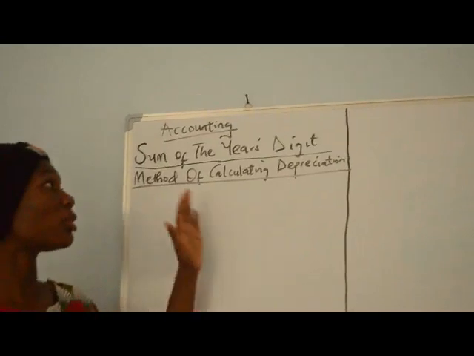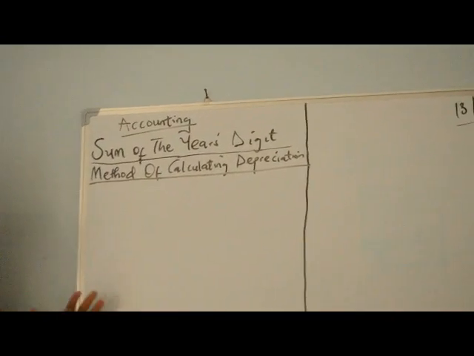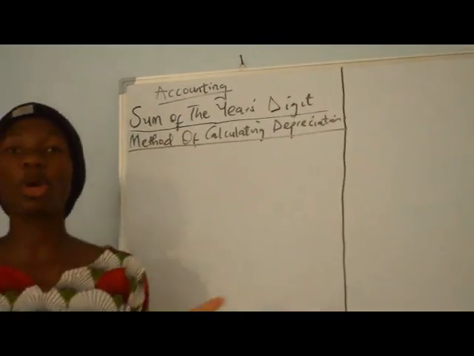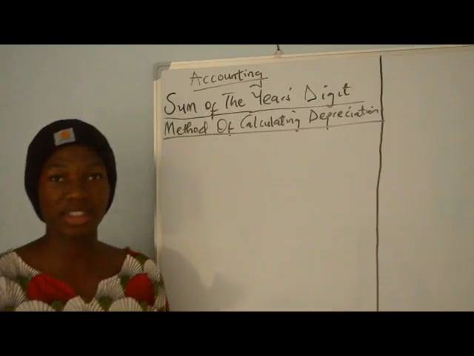Hello guys, this is Right On Academia, and today we'll be looking at the sum of the years digit method of calculating depreciation. Now this method has to do with our number of years. We'll be summing up the number of years involved as well as calculating the depreciation percentage where necessary.